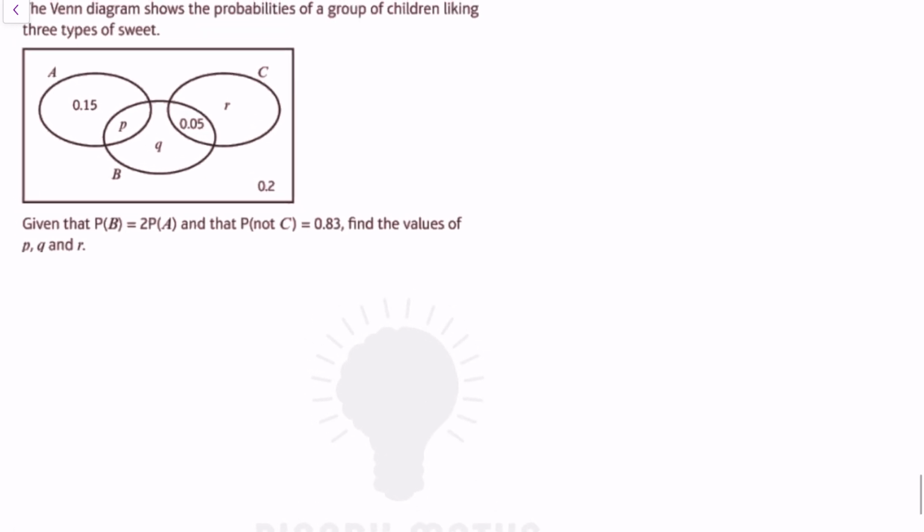Okay, so probability of B is equal to 2 times probability of A implies probability of B is just P plus Q plus 0.05. So I get P plus Q plus 0.05 is equal to 2 times, let's swap this out first, probability of A, and probability of A is just 0.15 plus P. So 2 times 0.15 plus P, sorry, plus P.